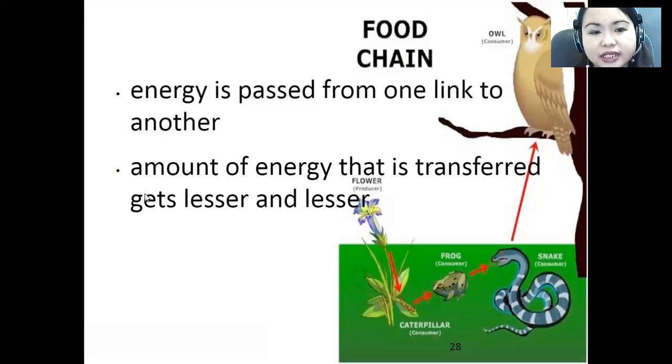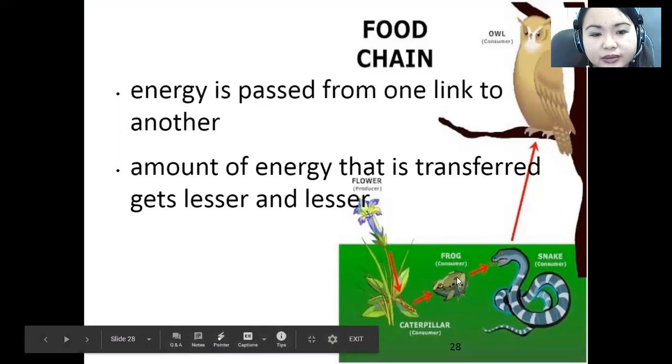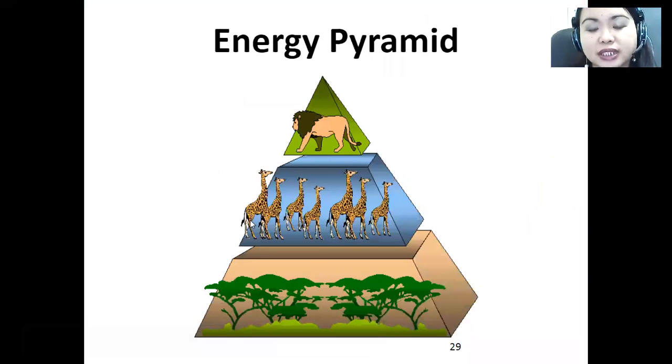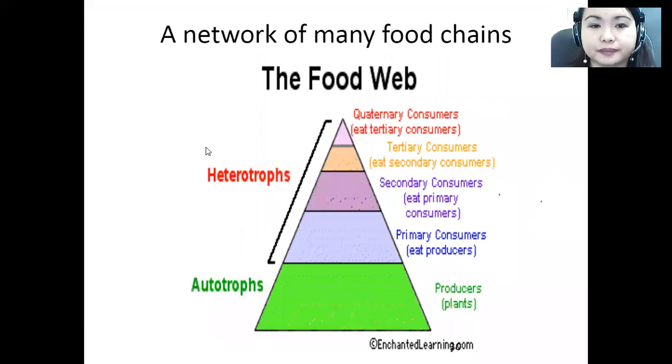So in the food chain, the energy is passed from one link to another, and the amount of energy that is transferred gets lesser and lesser, as shown in the pyramid here. So the plants are the primary producers, so it takes a lot of plants to produce energy for the animals, and it takes a lot of animals to produce energy for one lion, where the energy gets lower and lower at the top. So a network of many food chains is the food web.